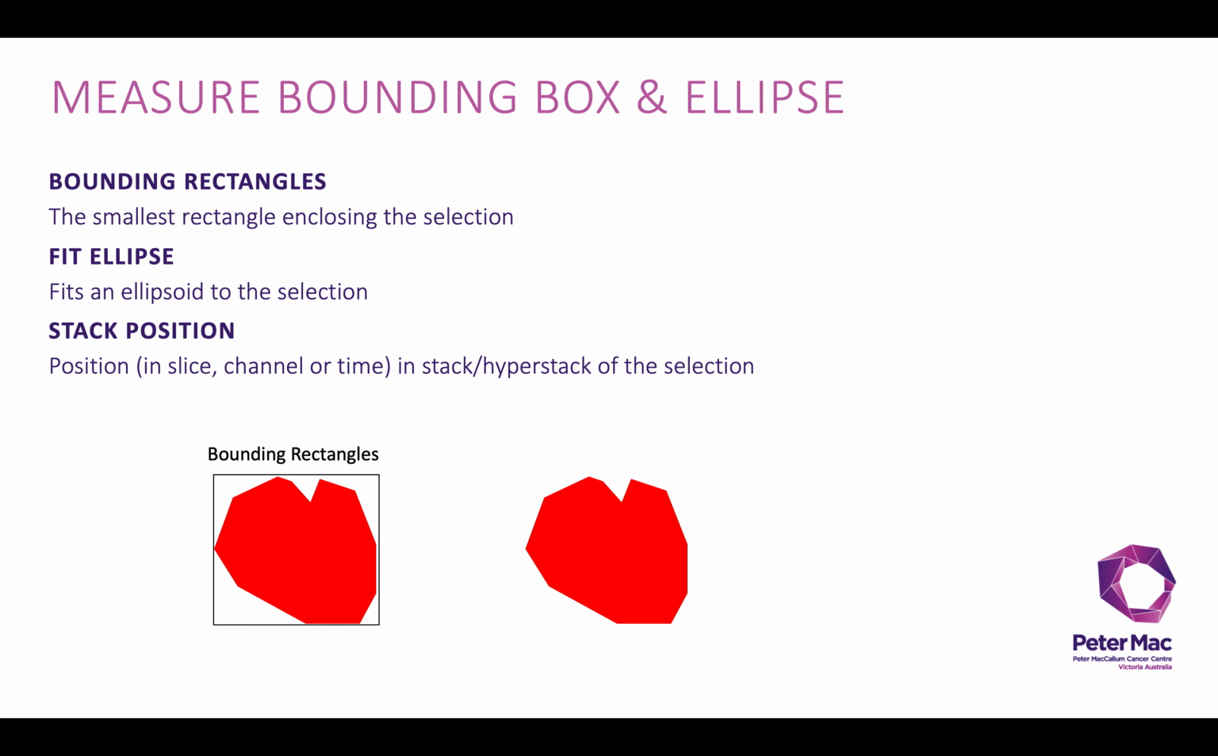We also have bounding box, so the smallest rectangle which will enclose your selection, and again you'll get a readout of the sizes of the different sides of this box. We can fit an ellipsoid around your object, and again you'll get measurements out on the size of the ellipsoid, and we can also read out the stack position.